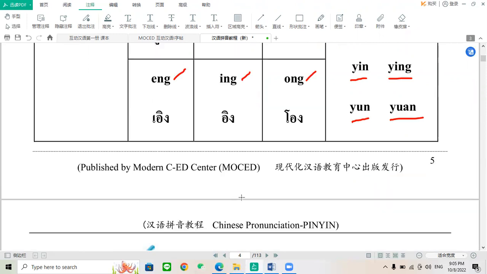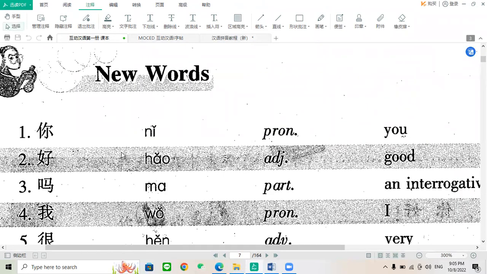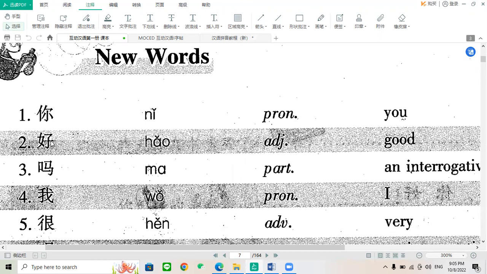So now let's move on. Let's go to the lesson one, the new words. Okay, last time we have learned the two characters only, right? So today we are going to finish all of them, and then we will study about two dialogues. Okay. So last time we finished here, how.